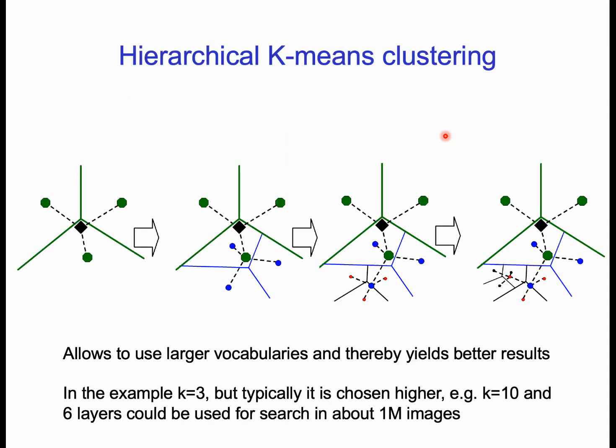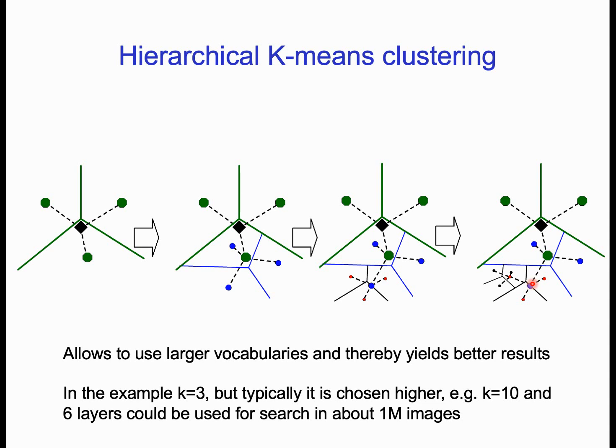Second, if we have, for instance, millions of images, that leads to hundreds of millions of feature points. We don't want to create a very large number of clusters all at once. Instead, we want to create a hierarchical clustering. So first, we use, for example, 3 clusters, and then within each cluster, we create 3 additional clusters and iterate this several times. This allows actually creating very large vocabularies.